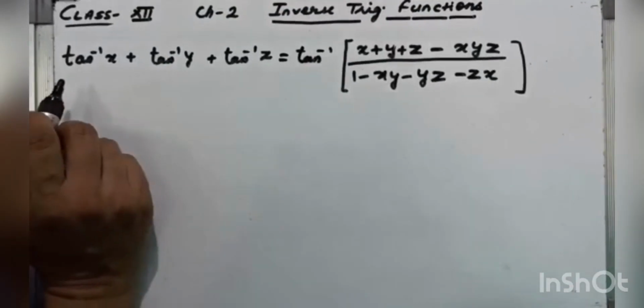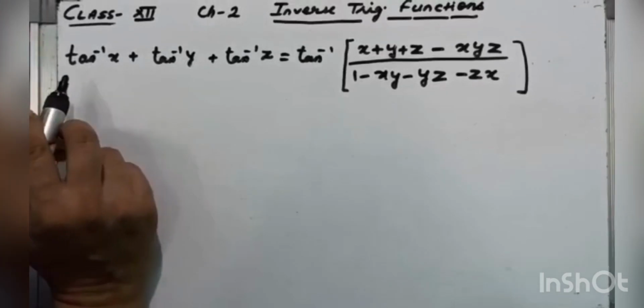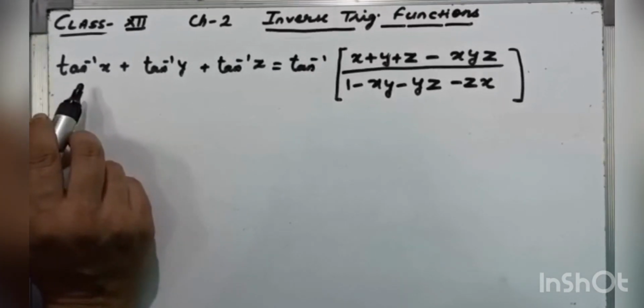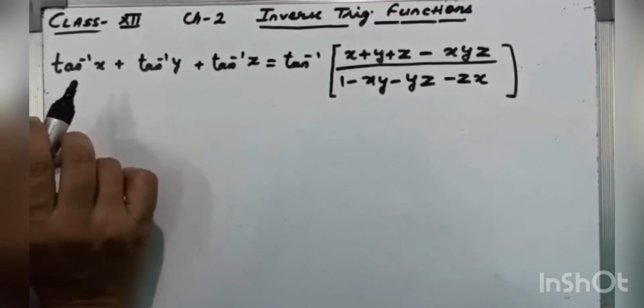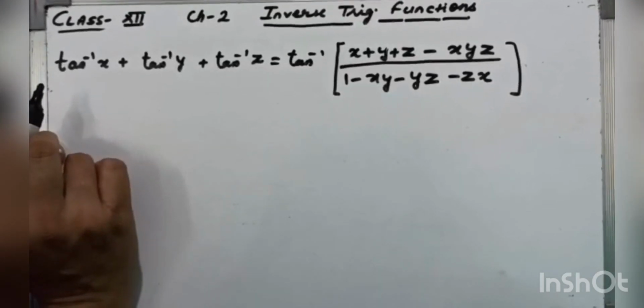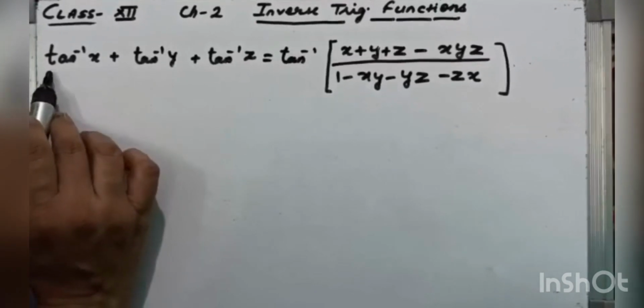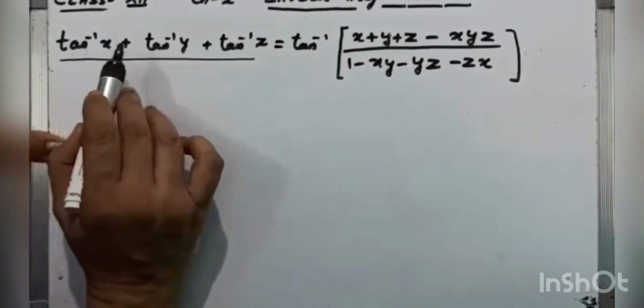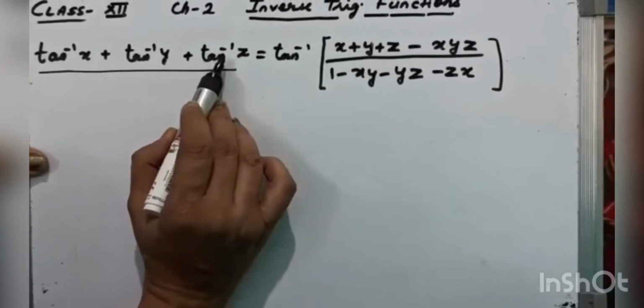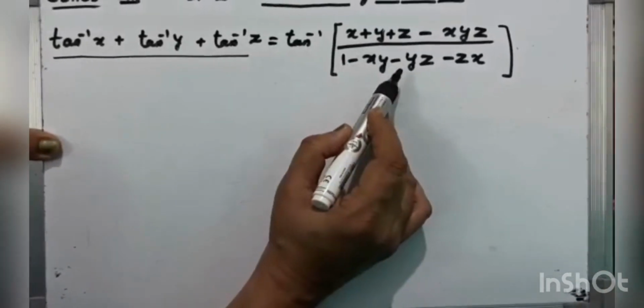Good morning students. In the previous video you have understood the formulas related to tan inverse x plus tan inverse y and tan inverse x minus tan inverse y. Now there is one more formula related to the same concept. Suppose there are three terms here, tan inverse x plus tan inverse y plus tan inverse z. So there is a single formula for that.